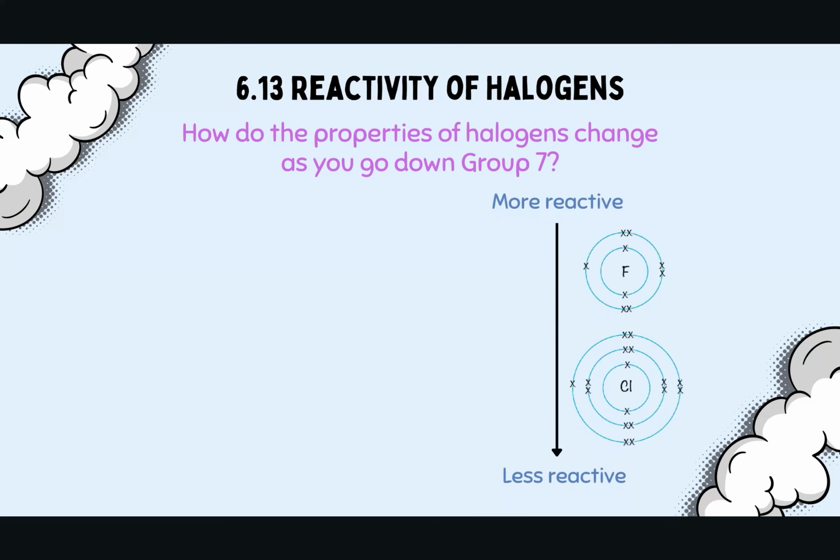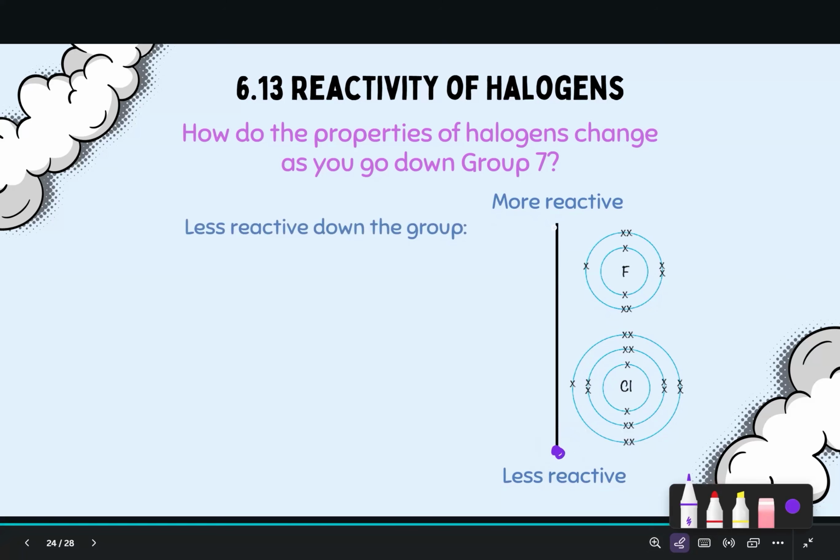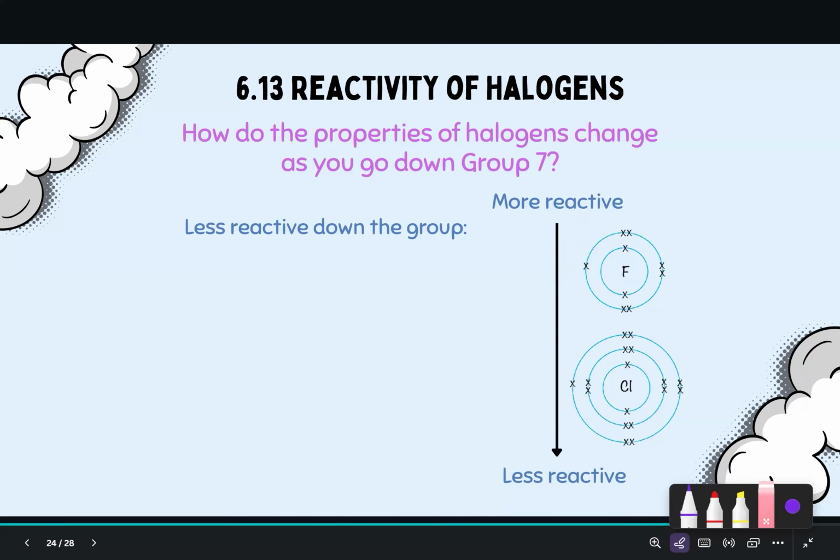Now with 6.13, it's the other way around. So if this is what it shows on your paper, on your document, please change this. It's the other way around. It's more reactive as you go up the group. Actually, no. What the way they've shown it is fine. Sorry, that's my bad. So the way it's been shown here is absolutely fine. It becomes less reactive as it goes down the group.